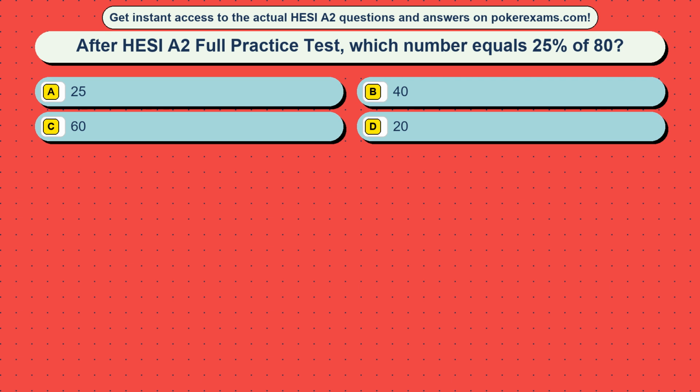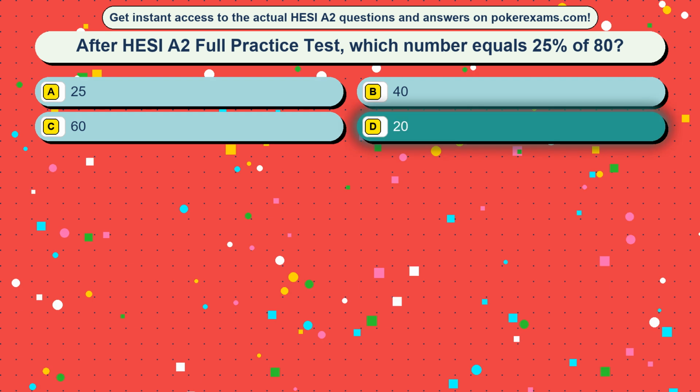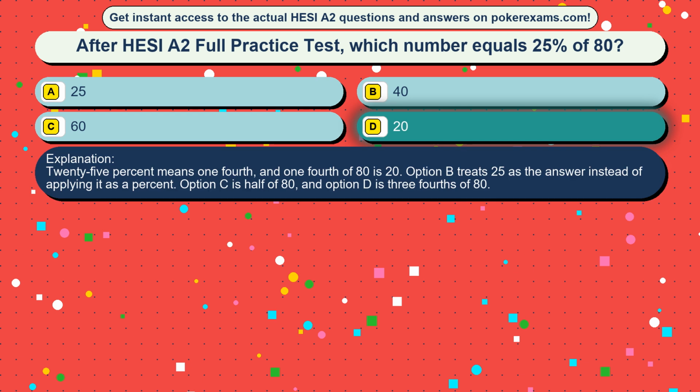Option A, 25. Option B, 40. Option C, 60. Option D, 20. The correct answer is option D, 20. 25% means 1/4, and 1/4 of 80 is 20. Option B treats 25 as the answer instead of applying it as a percent. Option C is half of 80, and option D is 3/4 of 80.